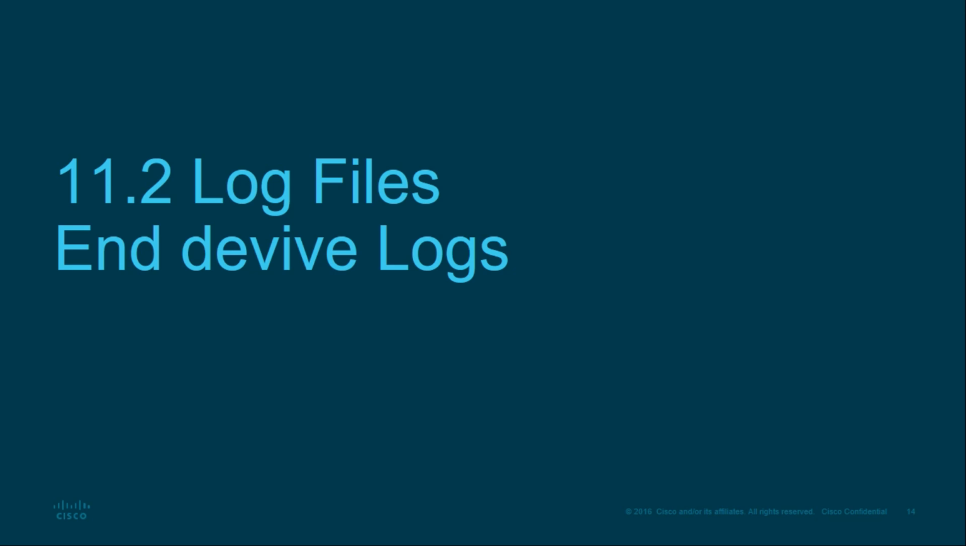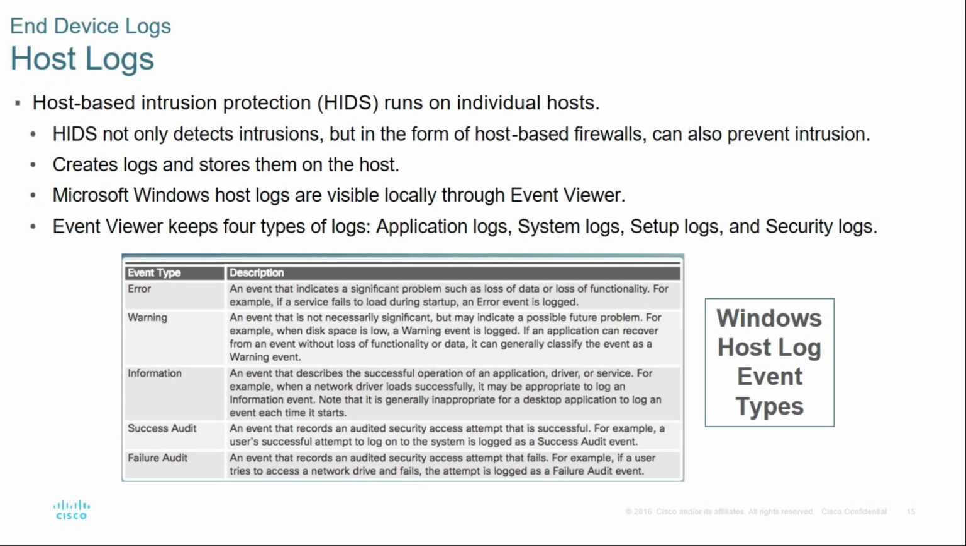Log files and device logs. Host logs: host-based intrusion prevention runs on individual hosts. HIPS not only detects intrusion, but in the form of host-based firewalls can also prevent intrusions. It creates logs and stores them on the hosts. Microsoft Windows host logs are visible locally through Event Viewer. Event Viewer keeps four types of logs: application logs, system logs, setup logs, and security logs. Those four logs can be monitored in Event Viewer, for example with levels such as warning, information, success audit, and failure audit.